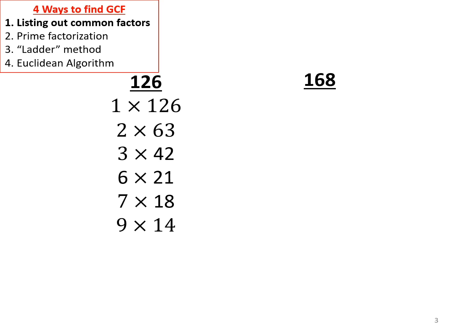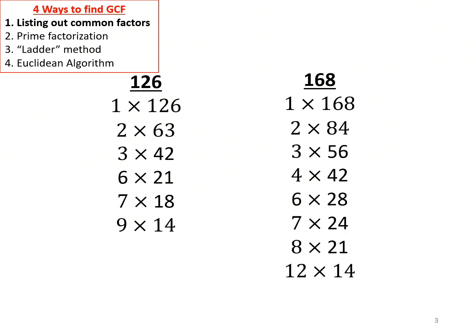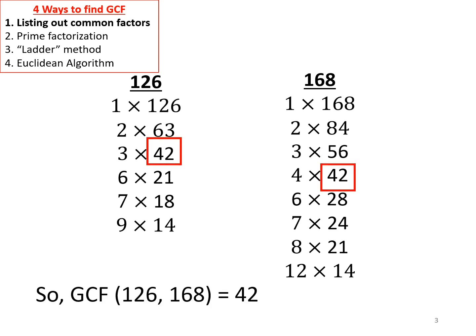The factors of 168 are 1 times 168, 2 times 84, 3 times 56, 4 times 42, 6 times 28, 7 times 24, 8 times 21, and 12 times 14. So, if you examine this, you can find that actually 42 is the biggest number in these two lists. That's how we conclude that the greatest common factor of 126 and 168 is 42.